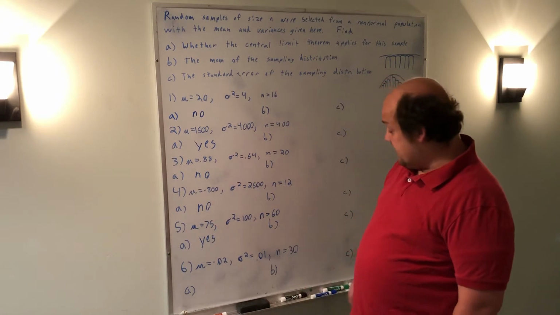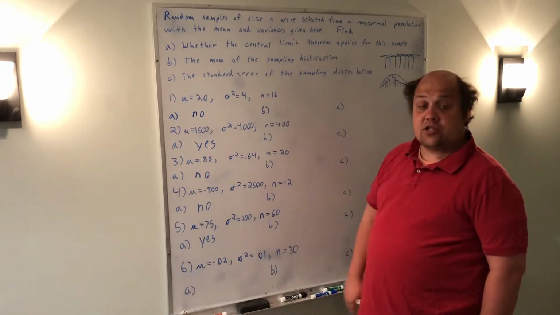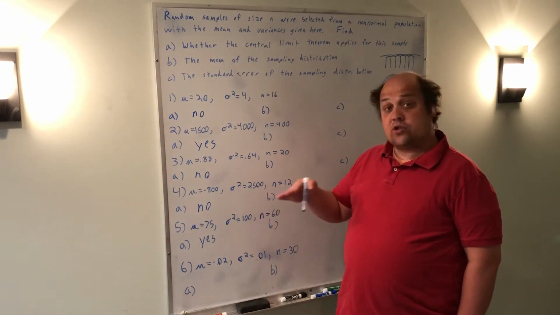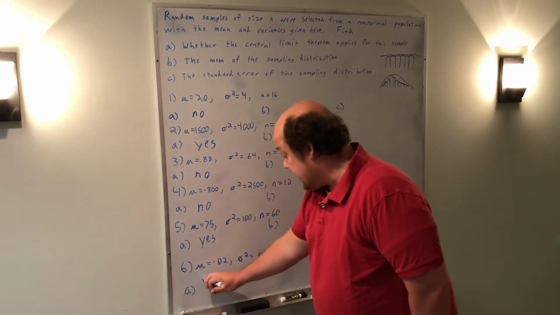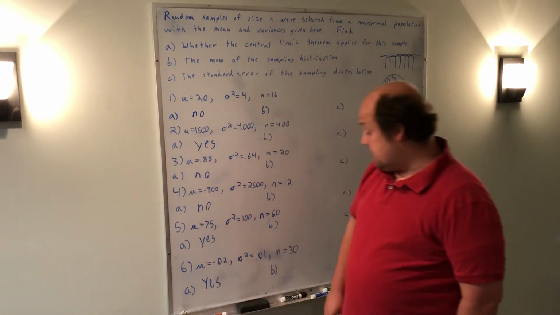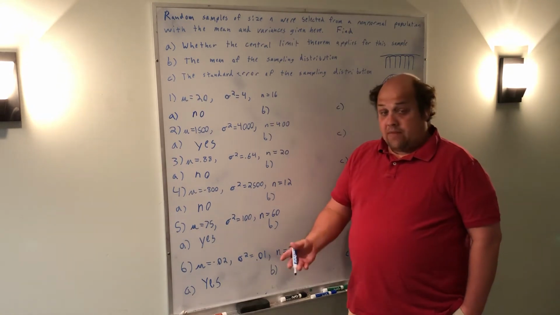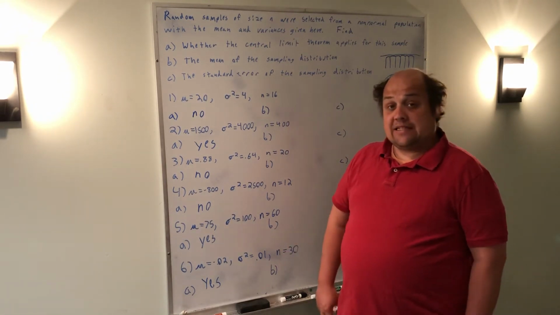And then for number 6, the n is 30. This is just a reminder that it's 30 or more, so yes, 30 does count. Yes, I can apply the central limit theorem at 30. From there, what I can do is find the mean and standard deviation.